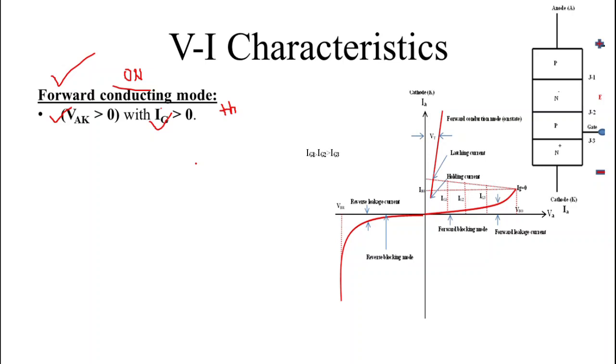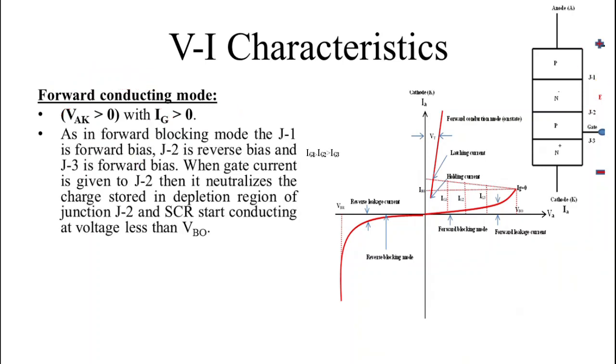So now we will understand how SCR gets turned on. Let's understand this. We know that during forward blocking mode, junction J1 was forward bias. Junction J3 was also forward bias, while junction J2 was reverse bias. When gate current is applied at this terminal, then what happens? This gate current neutralizes the stored charges in depletion region of this junction J2. Now when these stored charges get neutralized, then SCR gets turned on.